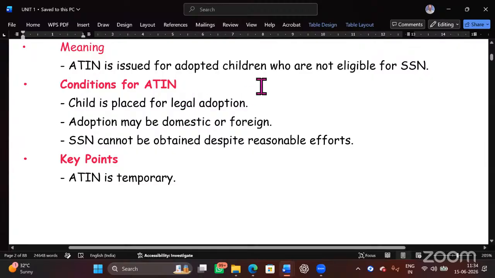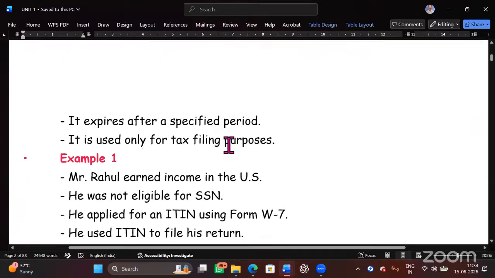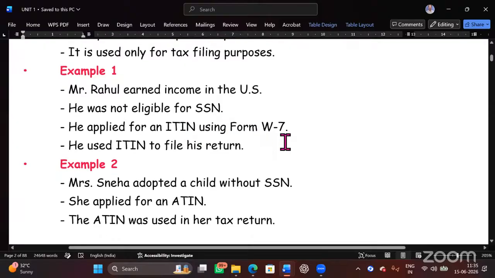It is just in the legal process, not finalized. He is not getting a number permanently. Temporarily, you can get that number. Mr. Rahul earned income in the US. He was not eligible for a social security number, but he needs to submit the form. So he has to apply W7 for ITIN.